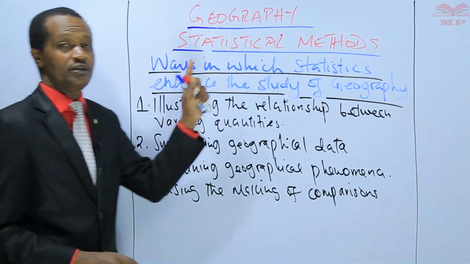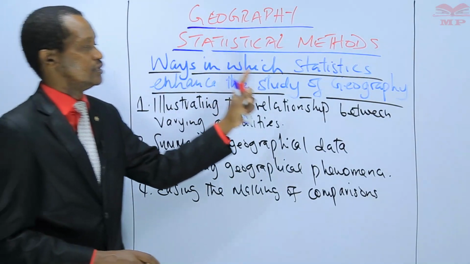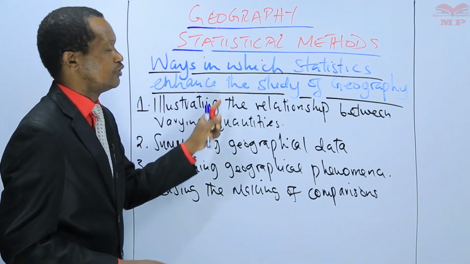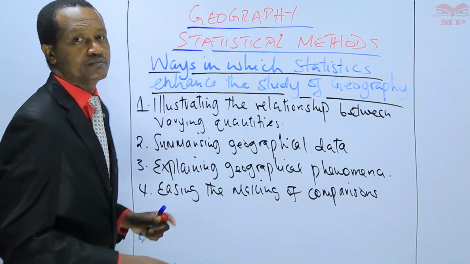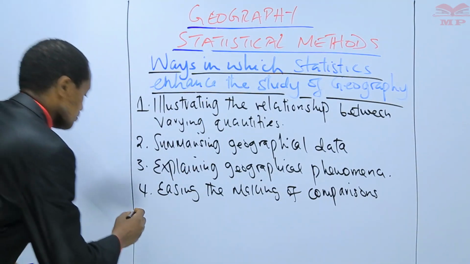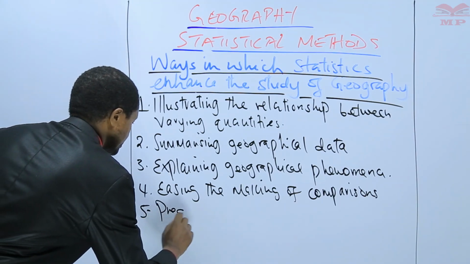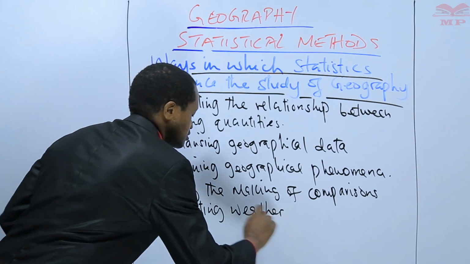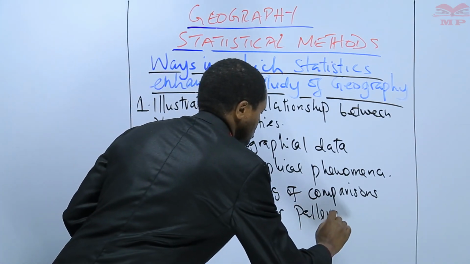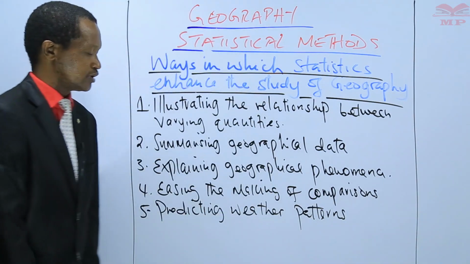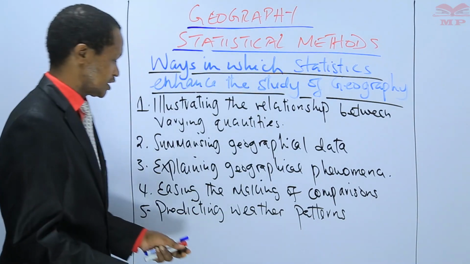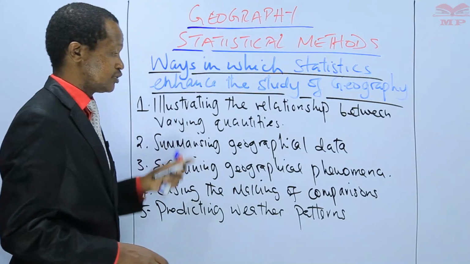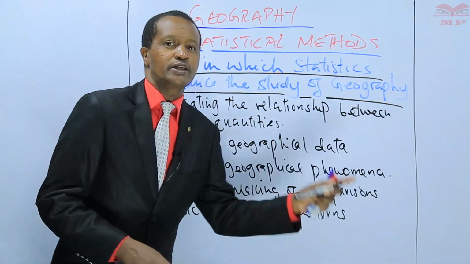In geography, we may be required to make certain comparisons. How will the comparisons be made? By use of statistical methods. Number 5, predicting weather patterns. This is what we study in geography, weather patterns. So we can predict weather patterns by use of statistical methods. Statistical methods enable us to be able to predict weather patterns.